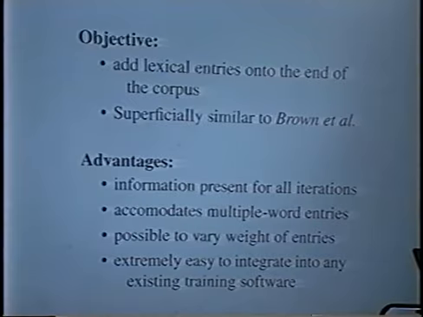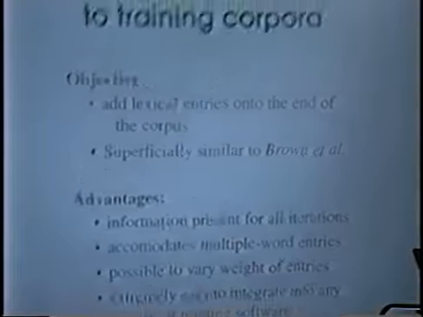And this approach has a number of advantages. First, the information is present for all iterations of the models, however long you want to do it, unlike the other two approaches, which tend to get washed out because they're only present for the first iteration of Model 1. Secondly, it's very easy to accommodate multiple word entries because it just makes longer sentences. Third, it's possible to vary the weight of the entries based on different things. And fourth, it's very easy to integrate into any training software that you happen to already have, just because it involves only a corpus modification.